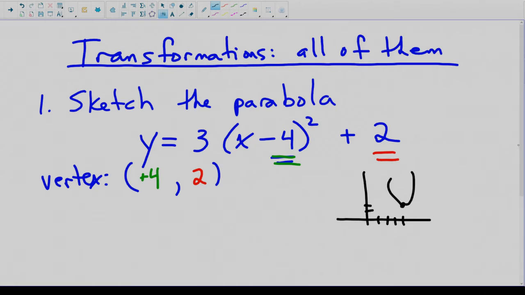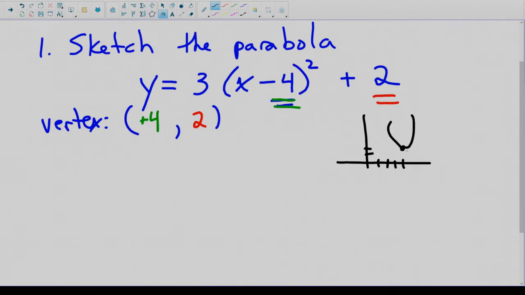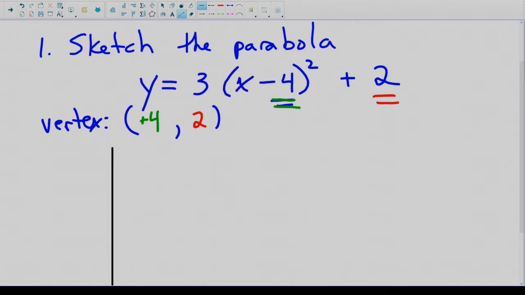Now I want it to be a little bit more precise than that. So I'm actually going to erase this. Let's use our table of values method.